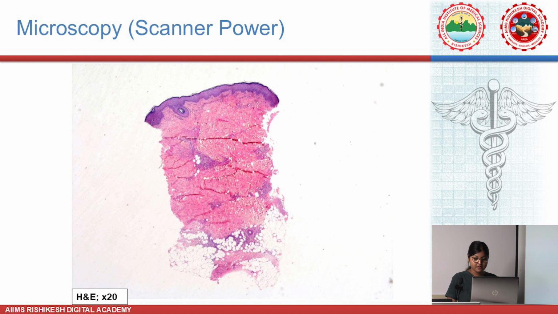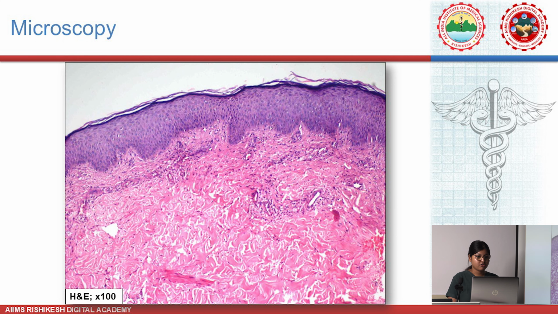So now the first biopsy, on the scanner view, we can see this is the skin biopsy, which is showing the various layers of the skin. This is the epidermis, this part is the dermis, and this is the subcutaneous tissue or the fat. The dermis is further subdivided into the upper, mid, and deep dermis. On low power view, we can appreciate the epidermis, which is lined by keratinized stratified squamous epithelium, which is mildly thinned out and shows loss of rete ridges.